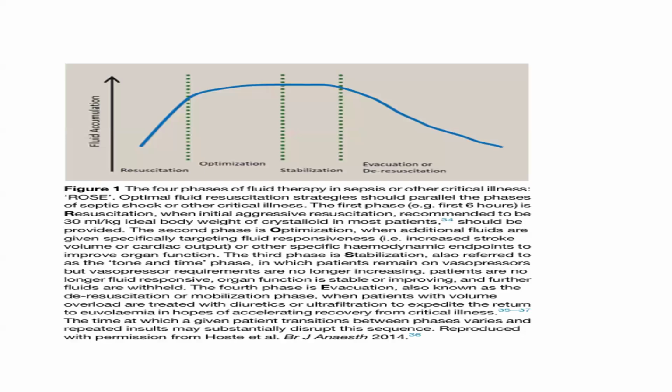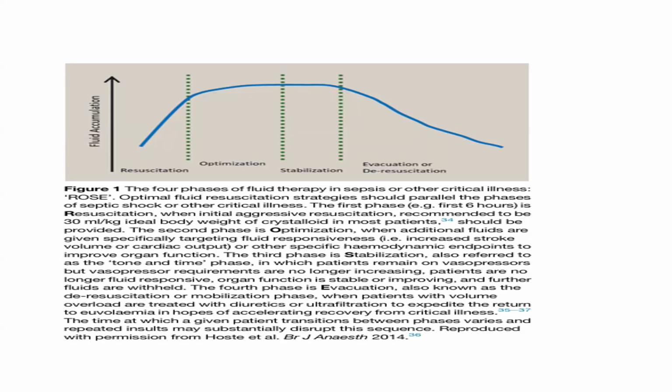The second phase is optimization, when additional fluid boluses are given specifically targeting fluid responsiveness or other specific hemodynamic endpoints to improve organ function. The third phase is stabilization, also referred to as the "toned and time" phase, in which patients remain on vasopressors, but vasopressor requirements are no longer increasing and patients are no longer fluid responsive. The organ function is stable and improving, and further fluids are withheld.